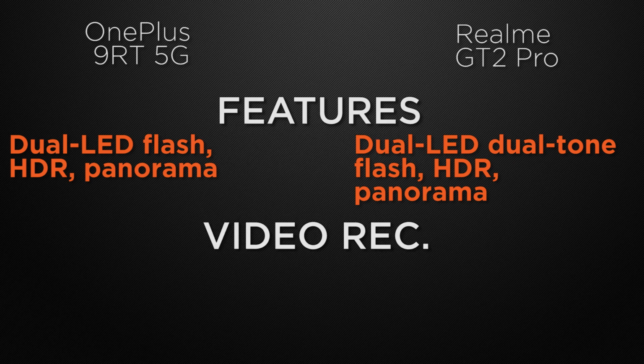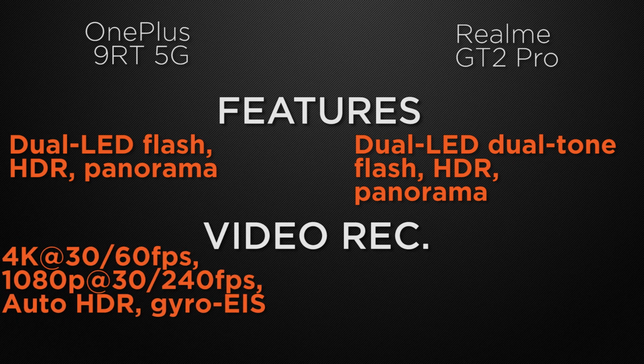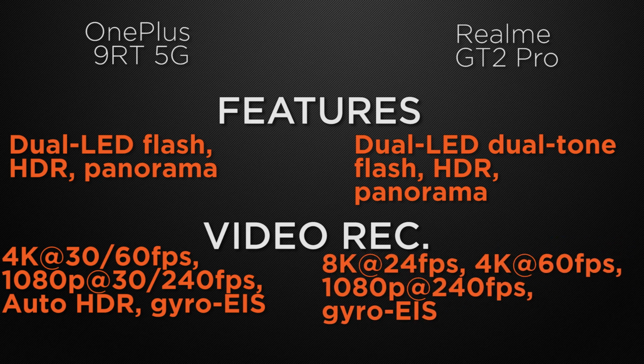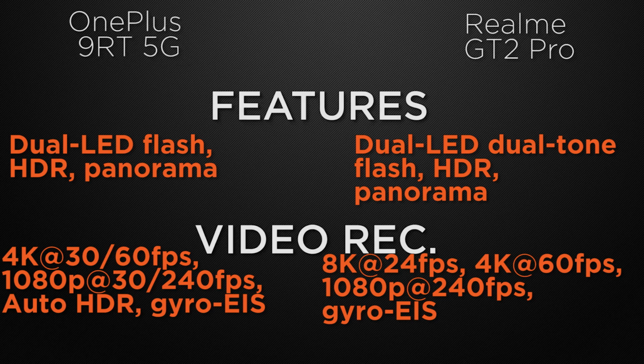And about the video recording options in the devices, 9RT can shoot 4K video max at 60 fps, Full HD video max at 240 fps with gyro electronic image stabilization, whereas GT2 Pro can shoot 8K video max at 24 fps, 4K video max at 60 fps, Full HD video max at 240 fps with gyro electronic image stabilization. So the winner here is GT2 Pro because it can record 8K video max at 30 fps.